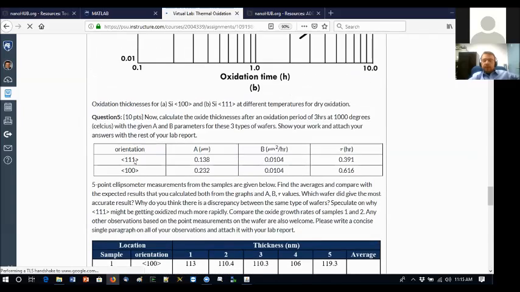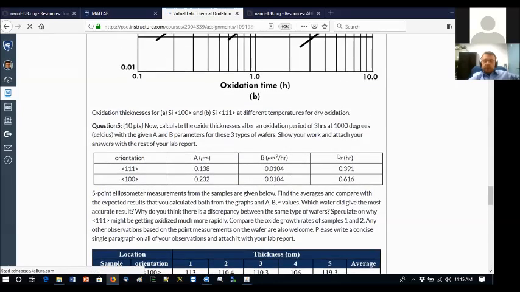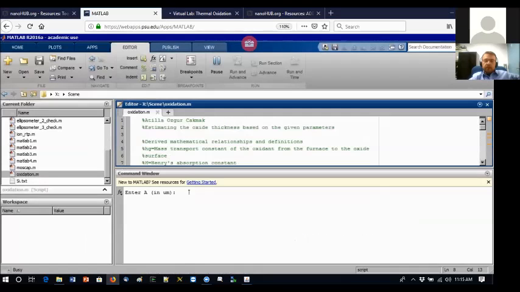Yeah, these are the A, B, and tau parameters. So these are the critical parameters that I will enter. They all come from the Deal-Grove model. Okay, so what parameters are we going to use? We're going to use these three parameters, 0.23 and goes on like that.